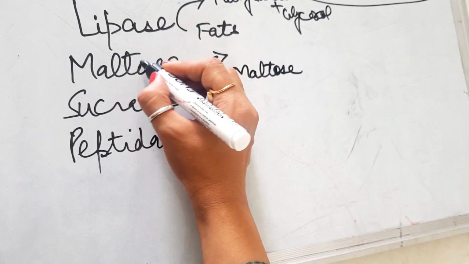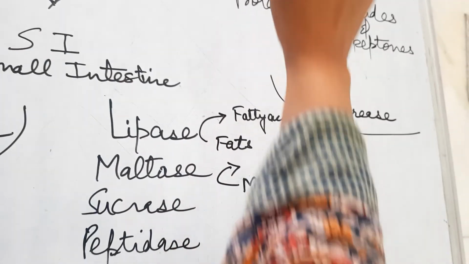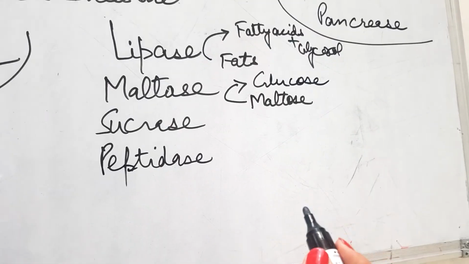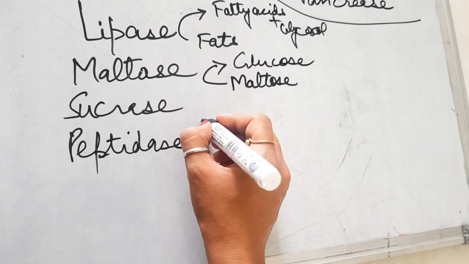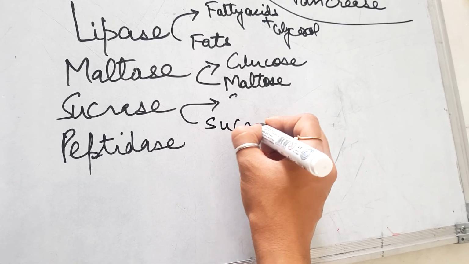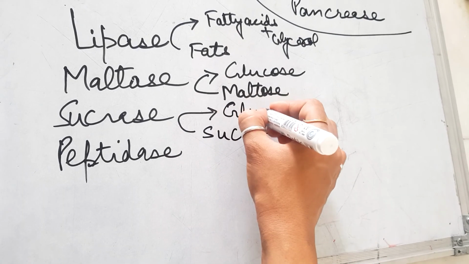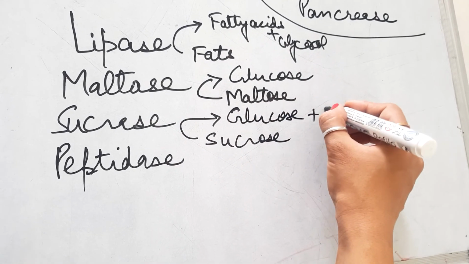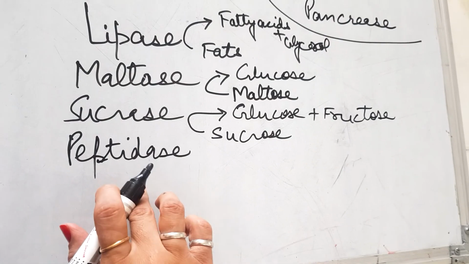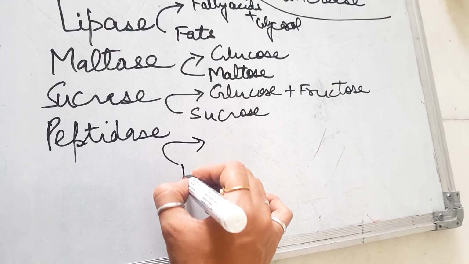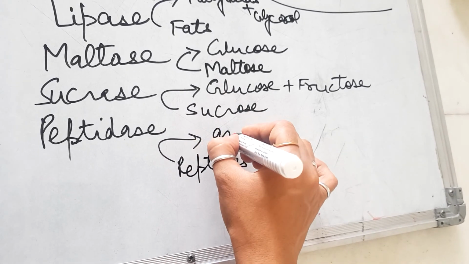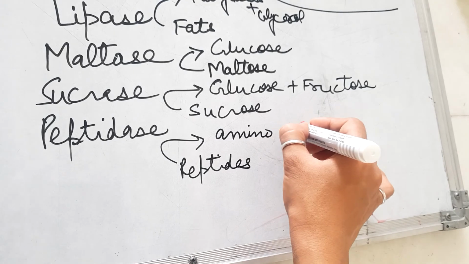Then the maltase enzyme converts the maltose which is there into glucose, the simplest carbohydrate. Sucrase is acting upon sucrose to convert it into glucose and fructose. Then these peptidases are acting upon peptides and peptones to convert them into amino acids.